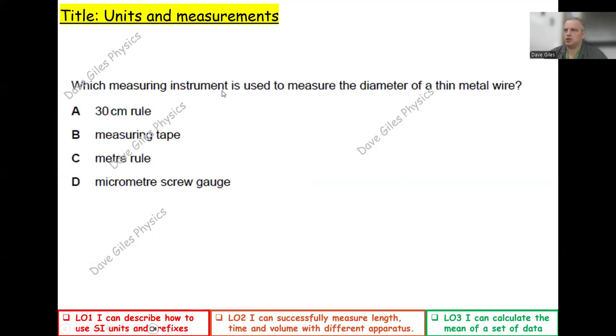The next question: which measurement instrument is used to measure the diameter of a thin metal wire? It's probably going to be less than a millimeter, so you're going to need something to measure to that level. The first 3 things certainly won't. A micrometer screw gauge probably will, though.